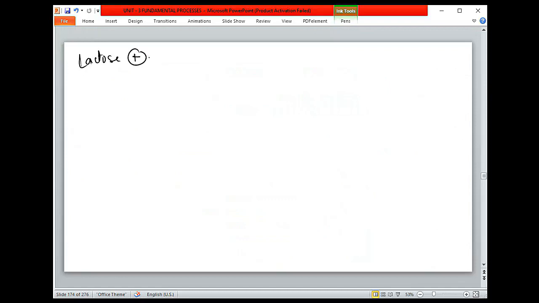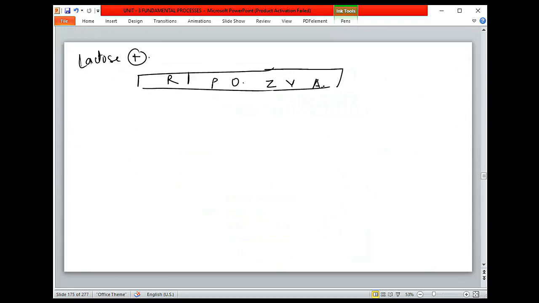In the case of lactose working, this is your repressor, promoter, operator, Z, Y, and A. Okay, so now what will happen? The repressor, as a usual case, would be producing your mRNA. It produces a repressor over here, right? Now what happens? This repressor is present.